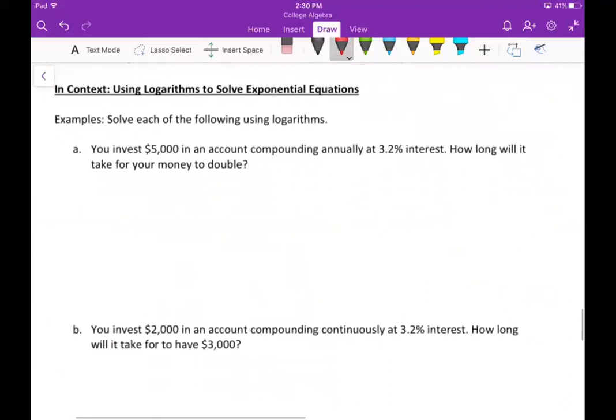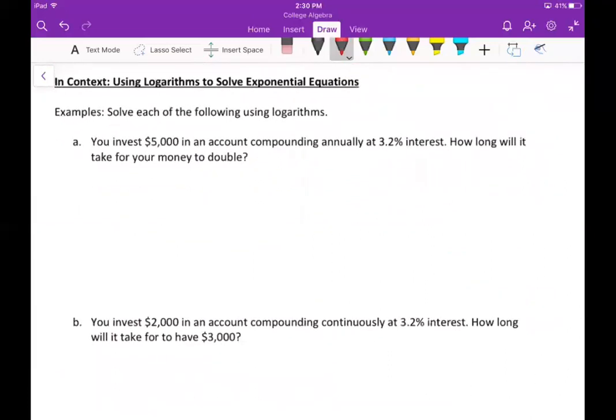Okay, so here's an example, and this is just good review of chapter 5 as well. So this first one says you invest $5,000 in an account compounding annually at 3.2% interest. How long will it take for your money to double? Okay, so let's set up the equation first. We're talking about compounding annually. So here we're looking at that P equals P naught times 1 plus r over n to the nt formula, and we need to plug in what we know.